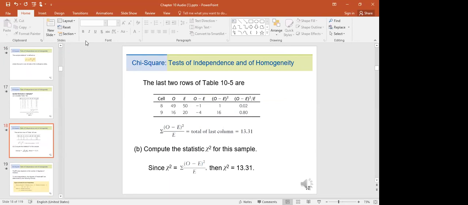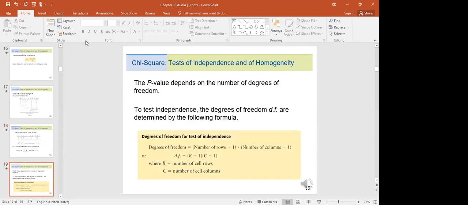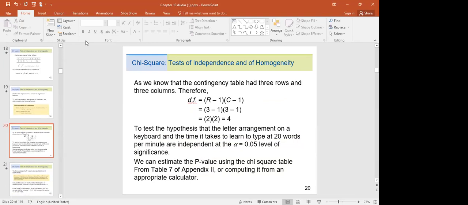What is the test value? Chi-square is 13.3. That is the test value. And what is the p-value? 0.0098. Yes. So we will compare this p-value to alpha, which is 0.05. What do you think should be our decision in comparing this p-value to 0.05?